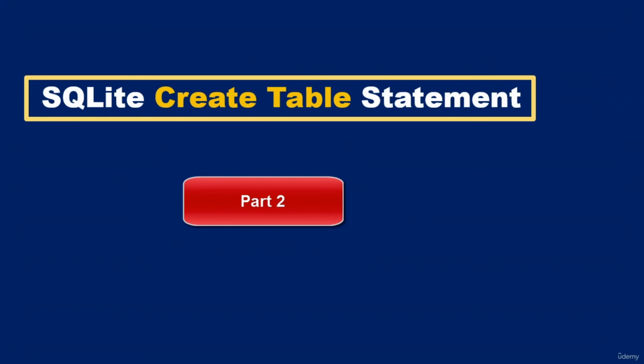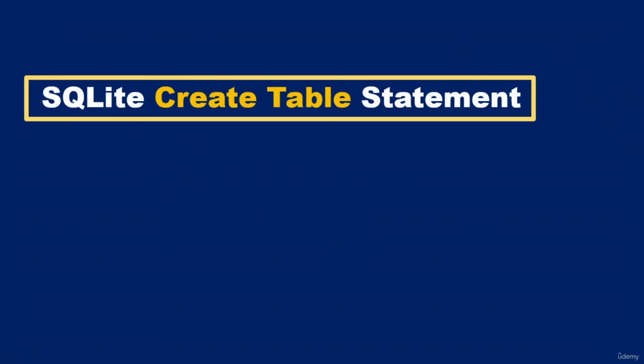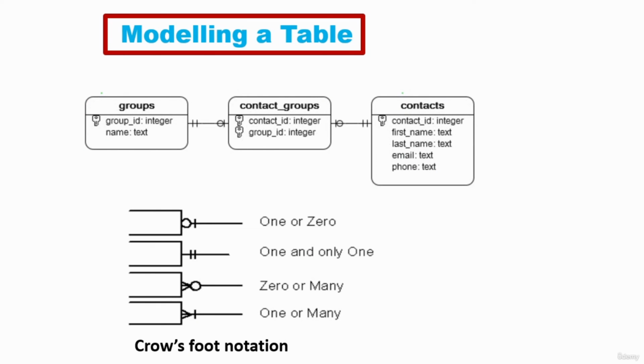Hello and welcome to part 2 of this video, where we are actually going to be creating 3 tables using the SQLite create table statement. In a previous video I modeled the tables that we are going to create using the entity relationship diagram, which is known as the crow's foot notation. So I've used the crow's foot notation to illustrate the relationship between the tables that we will be creating. So let's go ahead and start creating the tables.